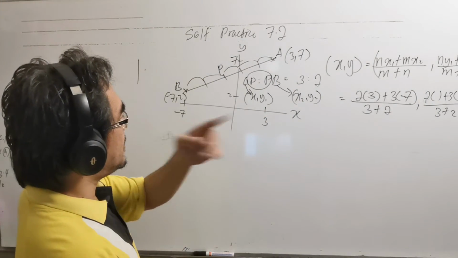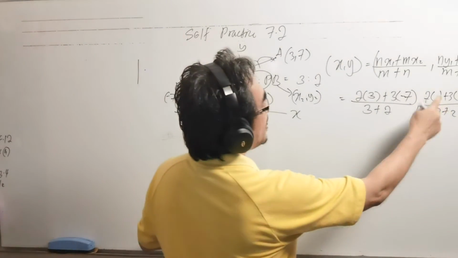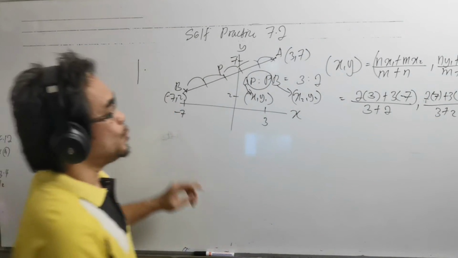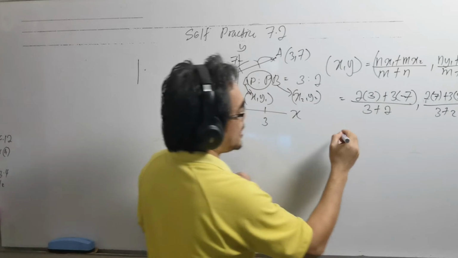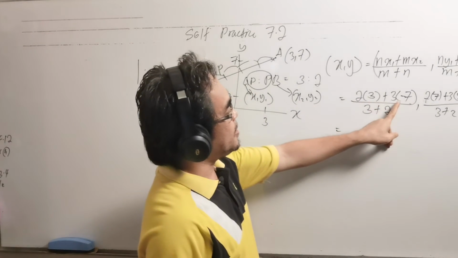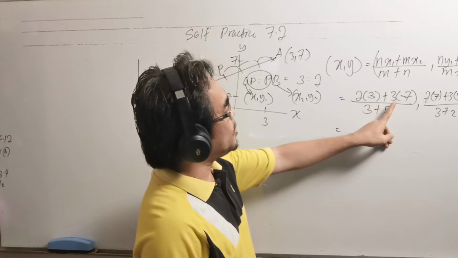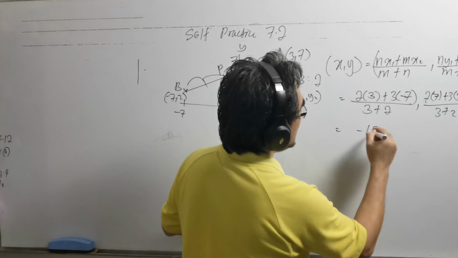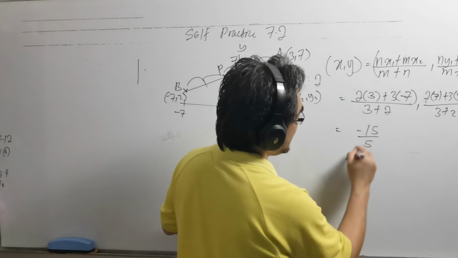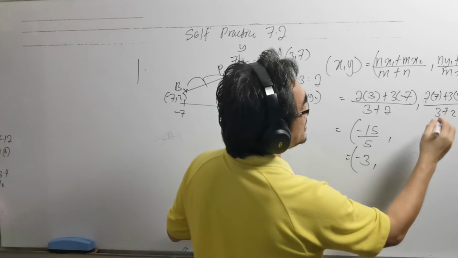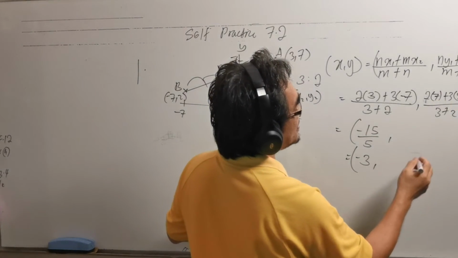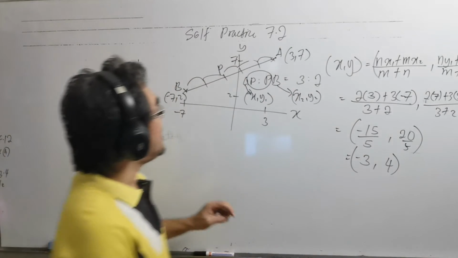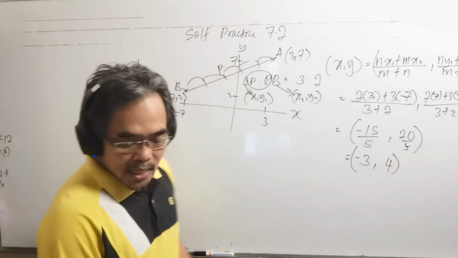And the other one will be y. Y1 will be 7. And y2 will be 2. Okay, then 6 here. This is negative 21. 6 plus negative 21 will be negative 15. Negative 15 divided by 5 will be negative 3. And here will be 14, and 6 will be 20. 20 over 5 will be 4. So the coordinates of P will be negative 3, 4.